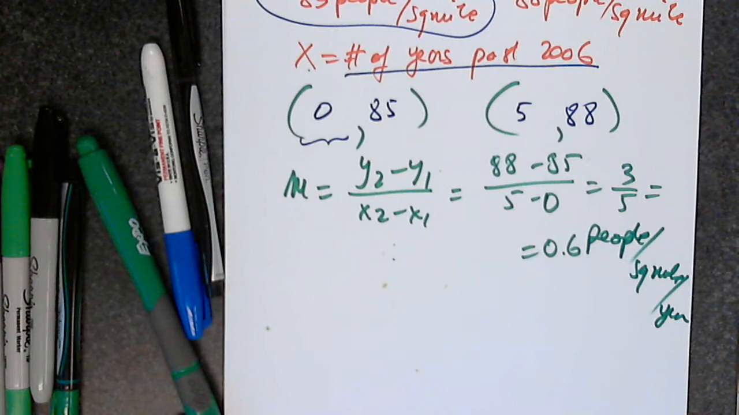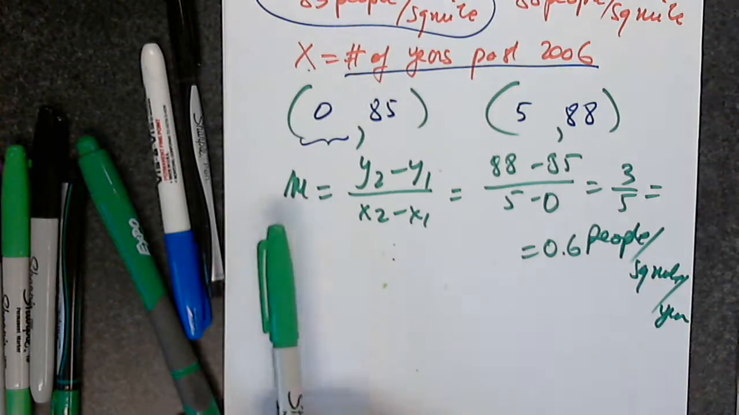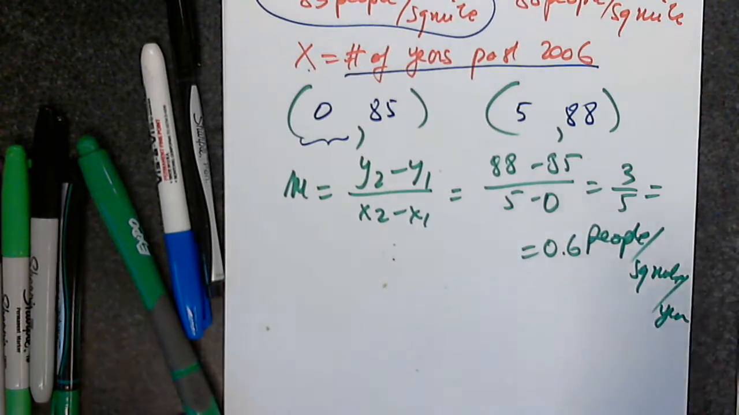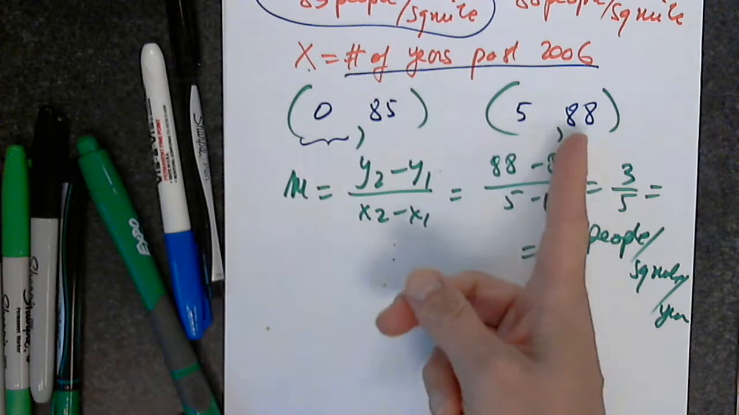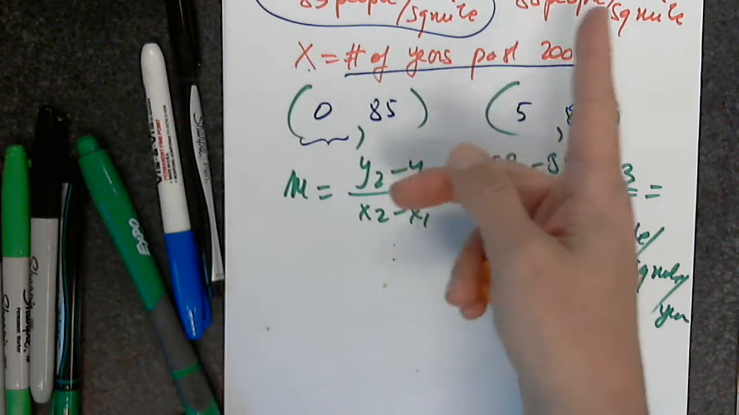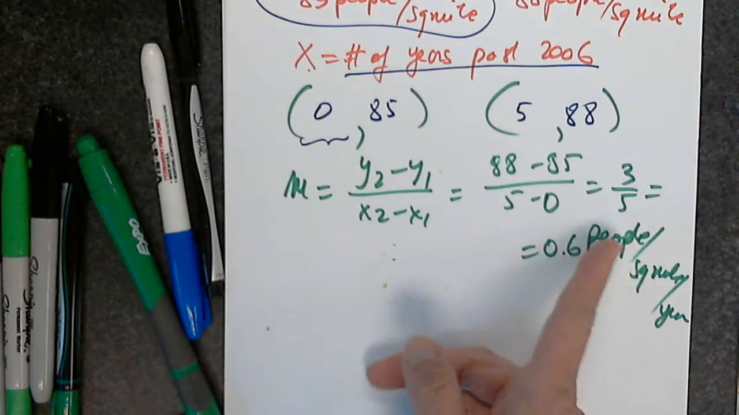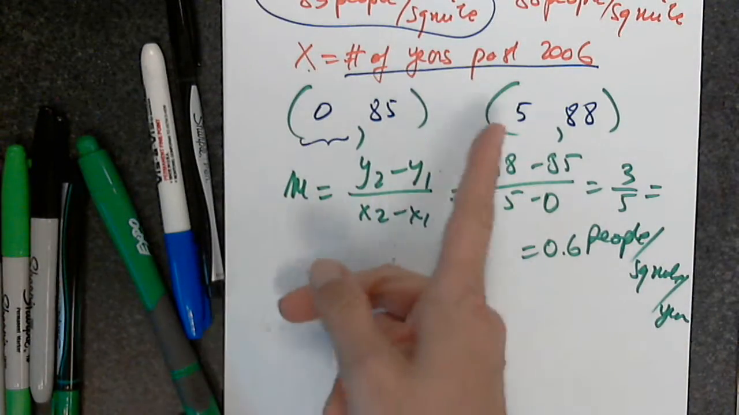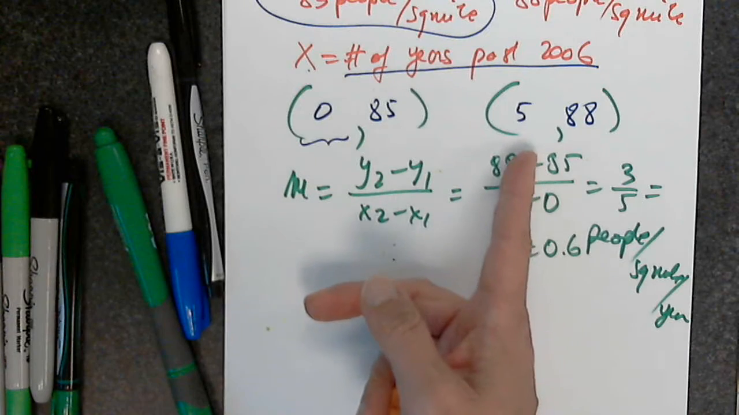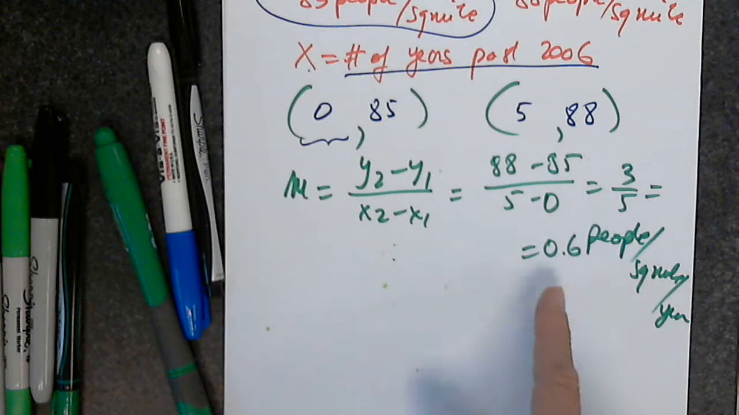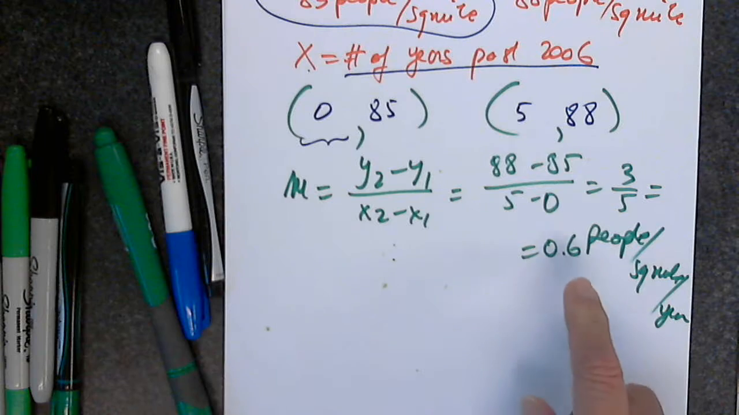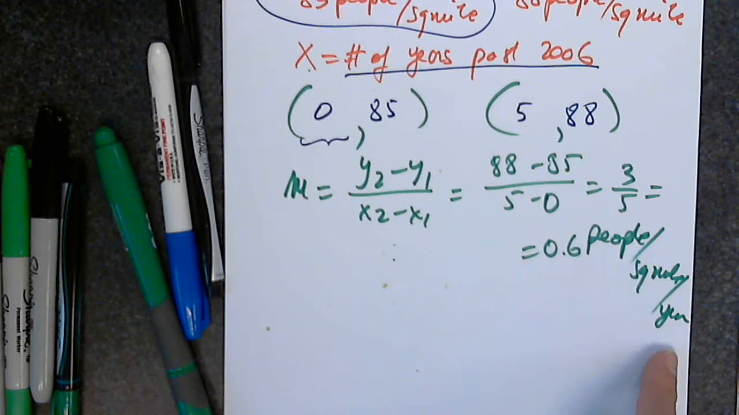So the measurement unit for a rate of change, or a slope in other words, has to consist of the measurement unit coming from the top of the fraction over the measurement unit coming from the bottom of the fraction. The top of the fraction is number of people per square mile. So that's the measurement unit coming from the top. Now 5 minus 0 is in measurement is year, right? So the increase every year is by 0.6 people per square mile per year.